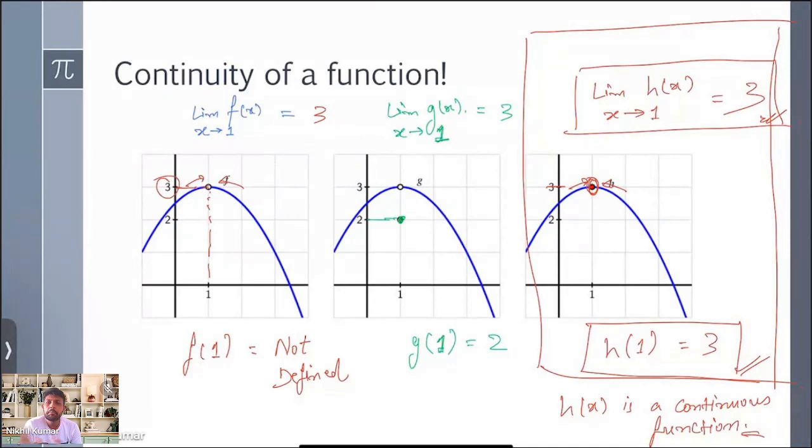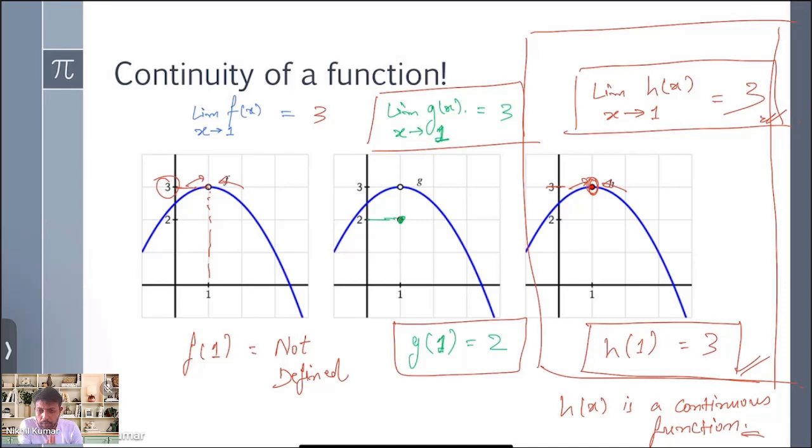So what do we mean by a continuous function and a discontinuous function? If the limit exists but is not equal to the value of that function, it's not continuous. It's a discontinuous function. And there are different types of discontinuities. We'll learn about those things later. Today we focus on limits and limits only.